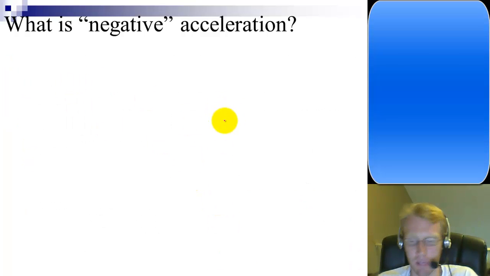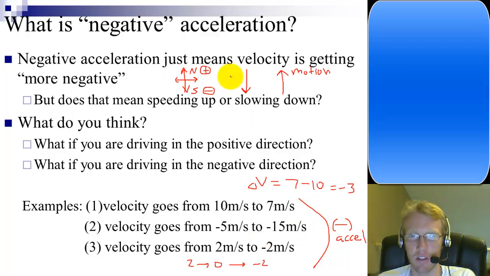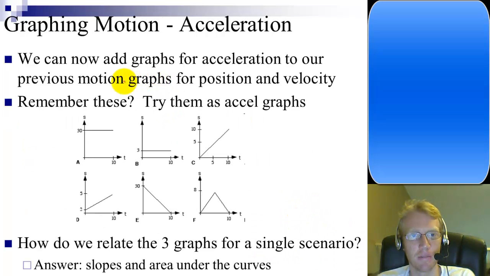I was going to do some examples here, but I just did them right here, so I think this is good enough. All right, let's look at some graphs. I know that these graphs are pretty abstract. We talked about these for position. We also talked about these for velocity. So we're going to use the same set of 6 graphs and reinterpret again what the meaning of these graphs is if you think about the y-axis now as acceleration.